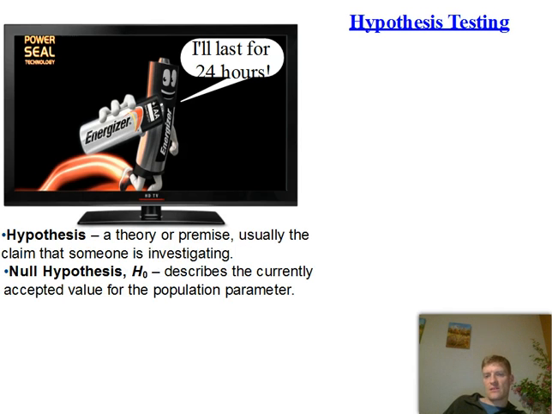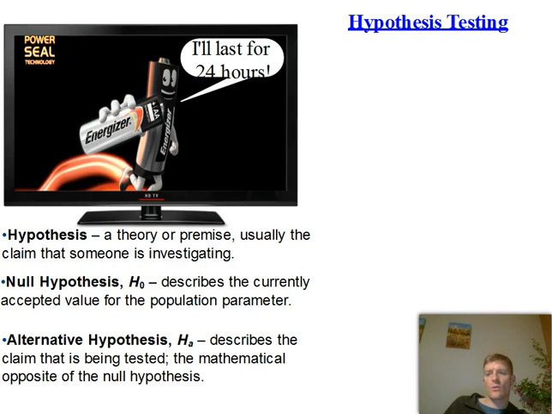From that, there are two versions of the hypothesis. We define something called the null hypothesis, and that describes the currently accepted value for the population parameter. In terms of the advertisement, the null hypothesis would be referring to the claim made. And then contrary to that, we have what's called the alternative hypothesis, which describes the claim that is being tested, the mathematical opposite of the null hypothesis.